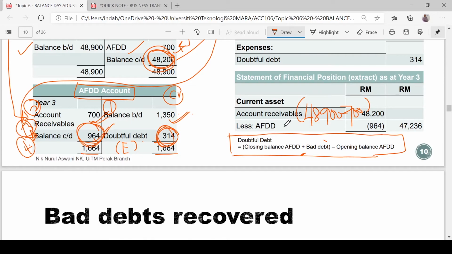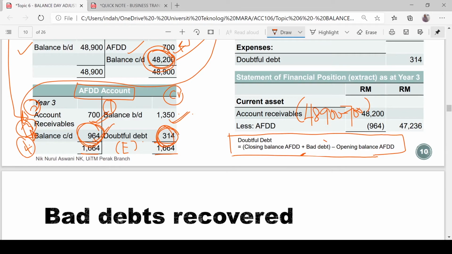Okay, will be reported here, less AFDD 964. Therefore, the net account receivable is 47236. So this is what happened when you have bad debt recognized for that year.